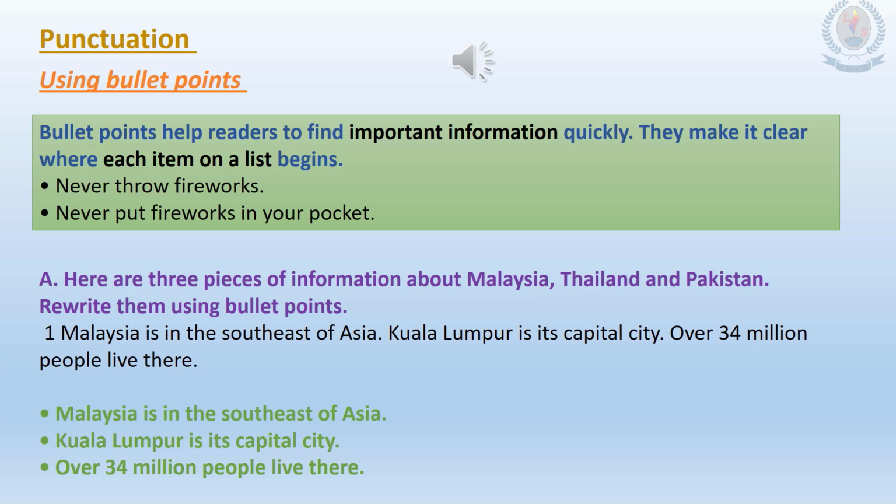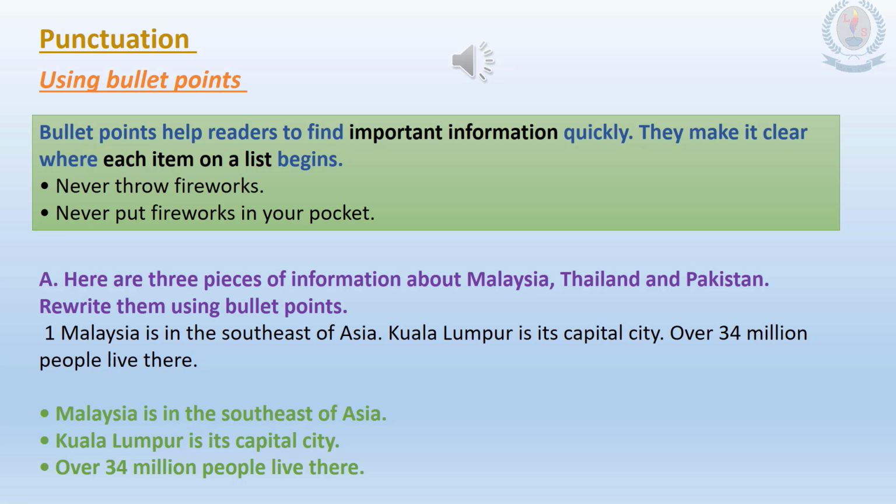Punctuation: using bullet points. Bullet points help readers to find important information quickly. They make it clear where each item on a list begins. So by using bullet points, it helps the reader to find important information very quickly. And also, it makes clear where each item on a list begins. Look at the example. Never throw fireworks. That is the first bullet point. Never put fireworks in your pocket. So this is the second bullet point.